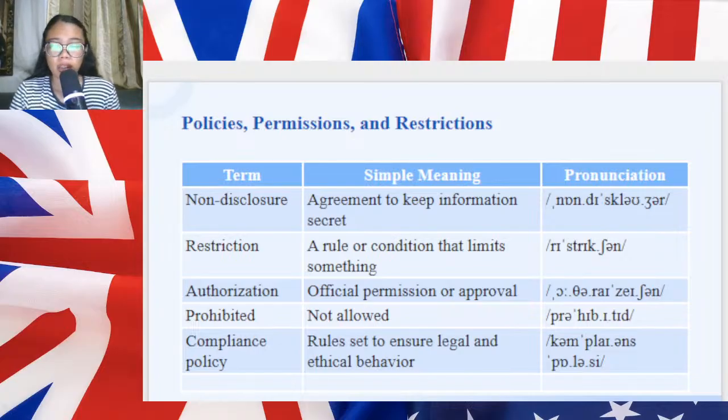Okay? That's restriction. Pronunciation-wise, we start with re, which has a short e vowel sound, and then strict, which also has a short e vowel sound, and then tion, shun. Again, this is restriction. Stressed syllable is on the second syllable, strict. This is restriction. Next is authorization. This is an official permission or approval.